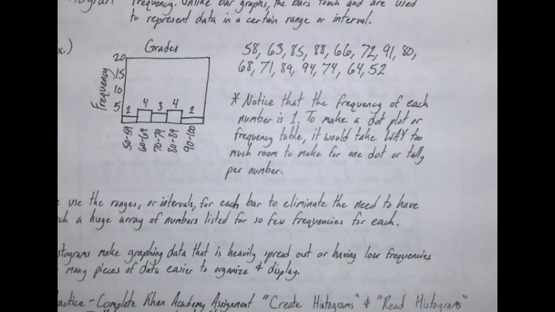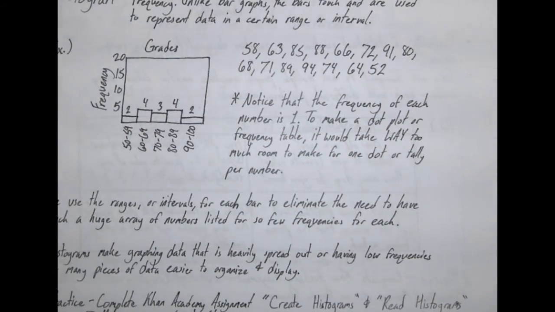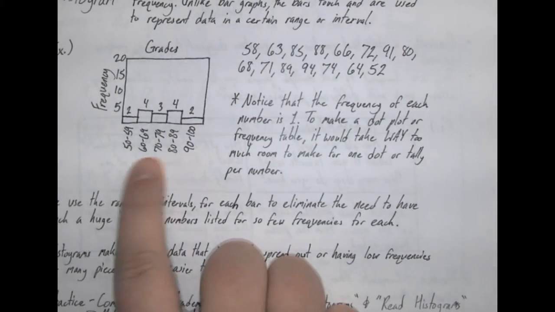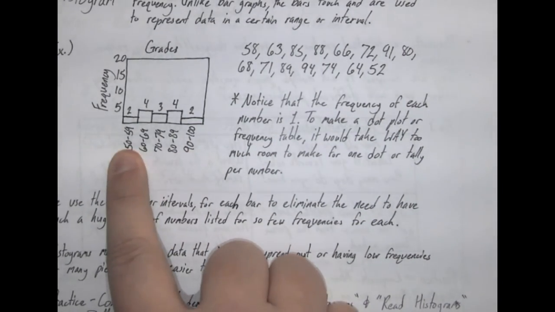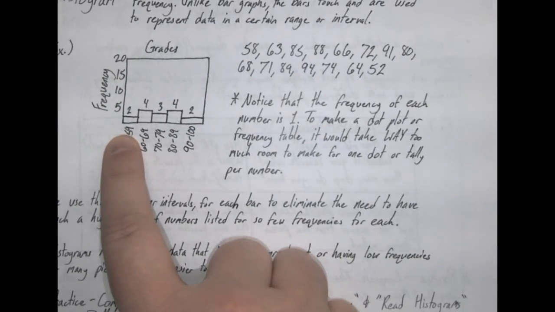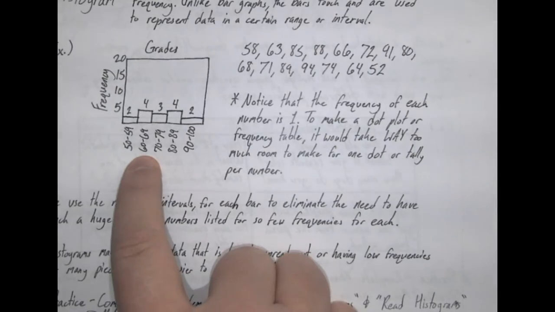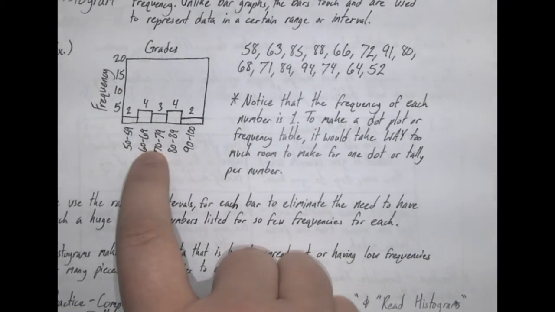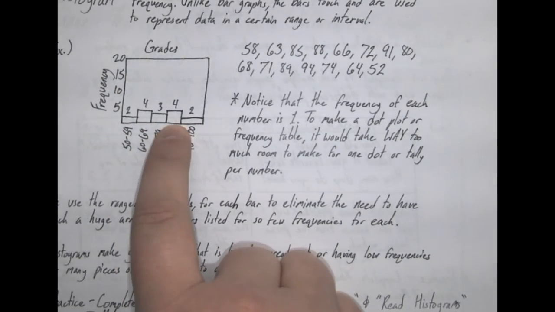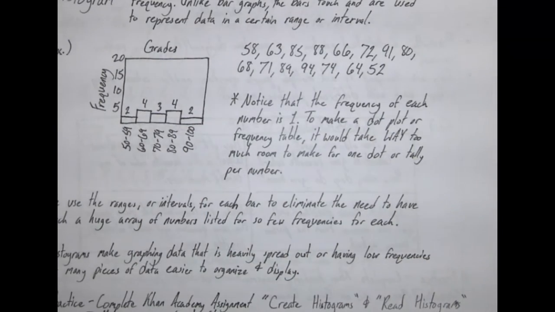In this histogram, we have our frequencies over here, and I did not spread those out properly. I'm so sorry. But we have what each bar represents down here. This is our grade range. We have 50 through 59, 60 through 69, 70 to 79, 80 to 89, 90 to 100. So those bars are going to represent how many pieces of data occur in that range.